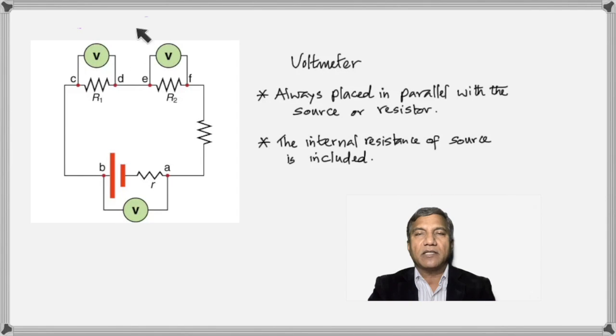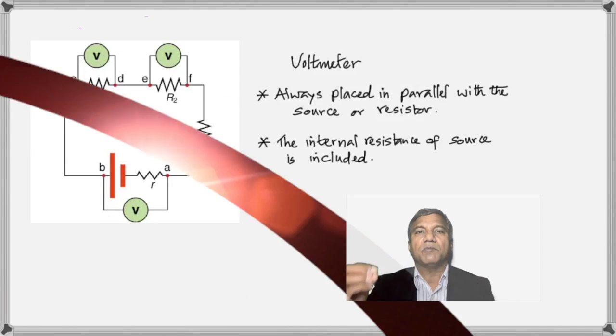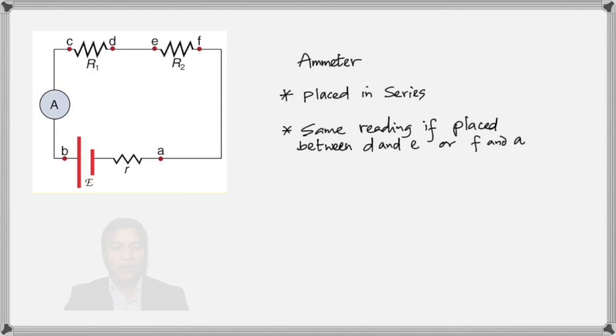So you can see that to measure the voltage here, you got to connect the voltmeter in parallel. Same in these 2 cases. And when you try to measure the voltage of a source, the internal resistance of the source is also going to be included.